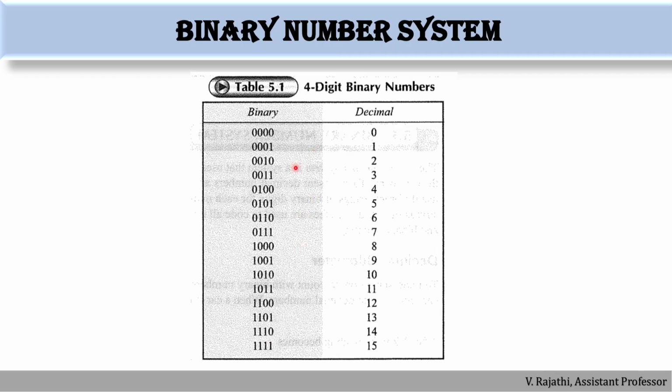Here are the binary values, and this is the equivalent decimal number. For example, 0000 is equivalent to decimal 0. 0001 is decimal 1. 0010 means 2, 0011 is 3 and 0100 is 4. Like this, the binary values and corresponding decimal values are present in the table.